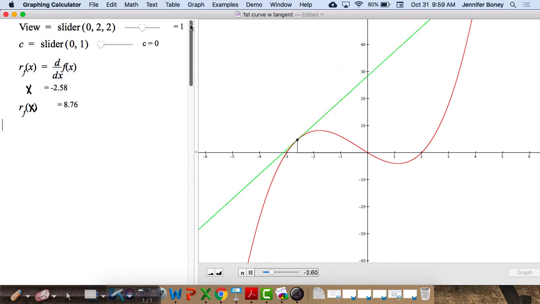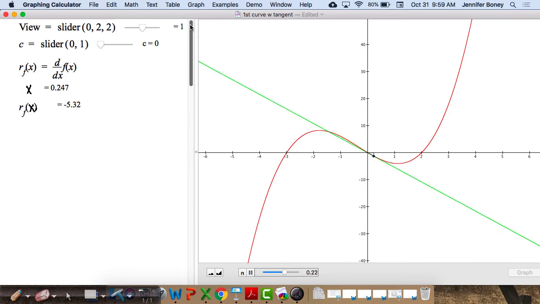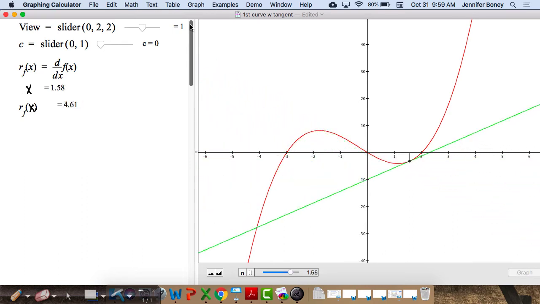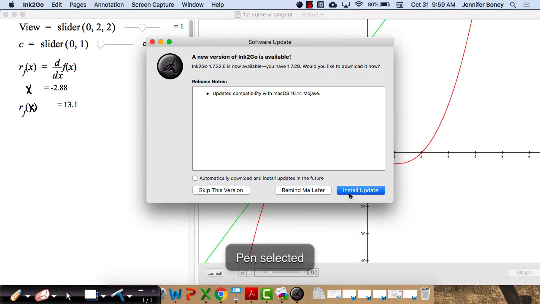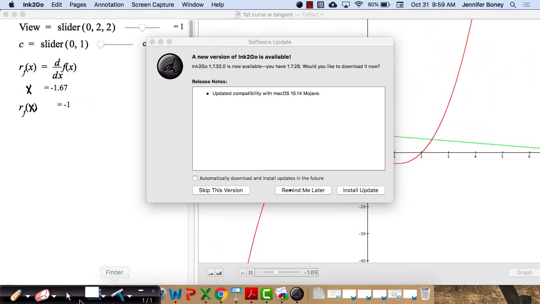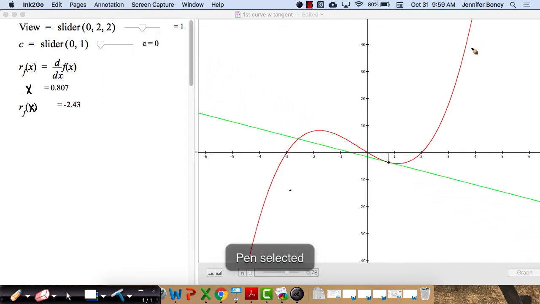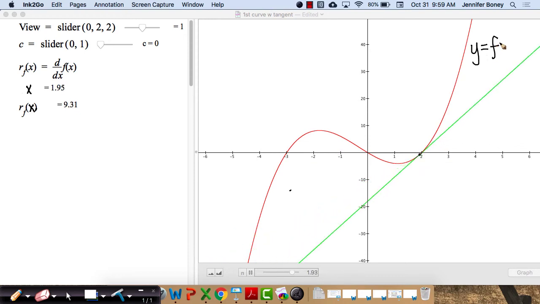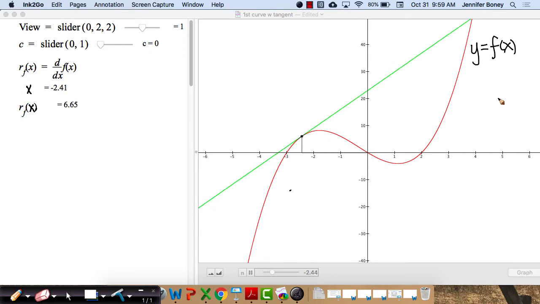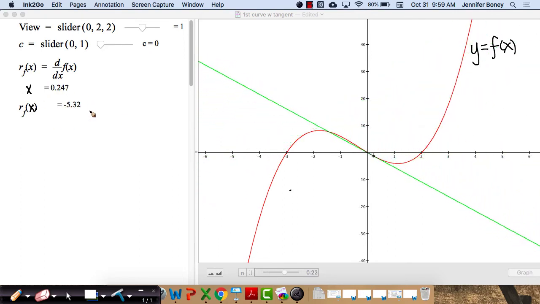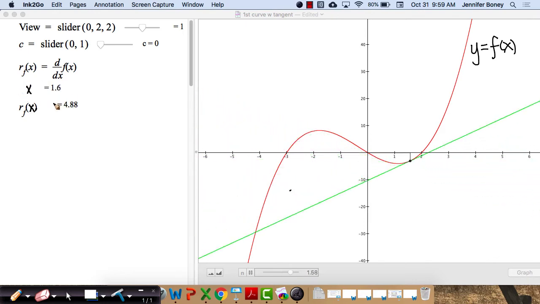I don't know if you can see these numbers. I can maybe make them larger. But over at the left, don't worry about the slider things at the top, but suppose that this is a graph of f of x. This red curve is a graph of f of x. Then what we have here, this r sub f of x, you can see its values changing. And here's just x here.